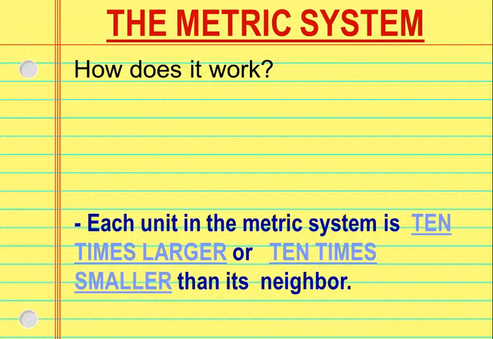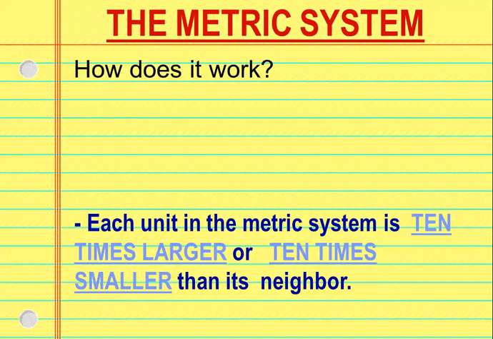So if I have 10 millimeters, that equals 1 centimeter. If I have 10 centimeters, that's going to equal 1 decimeter. If I have 10 decimeters, that's going to equal a meter. So everything is increasing by an exponential power of 10.